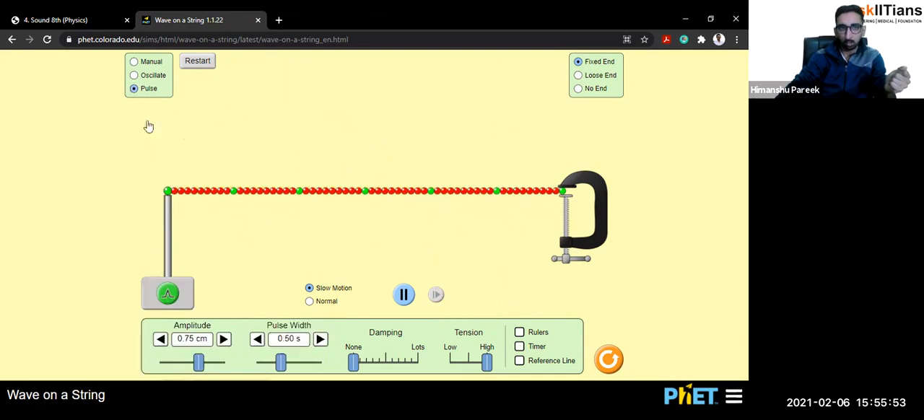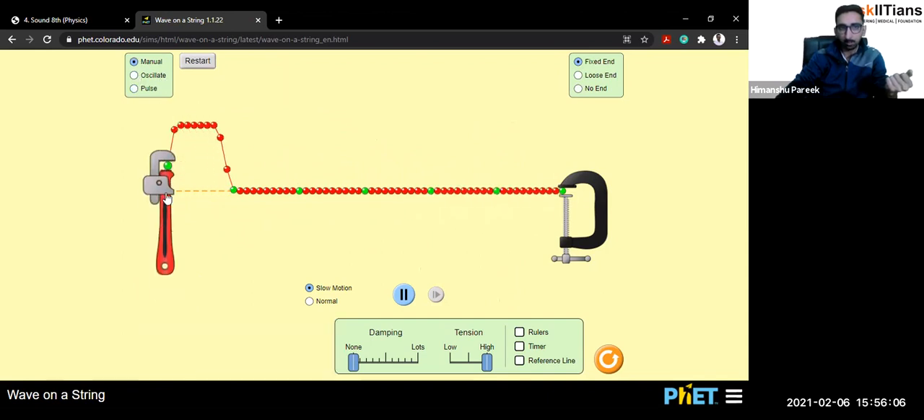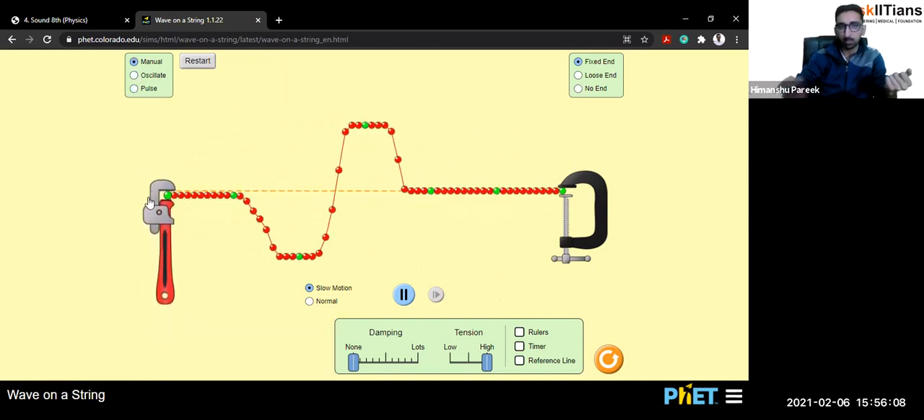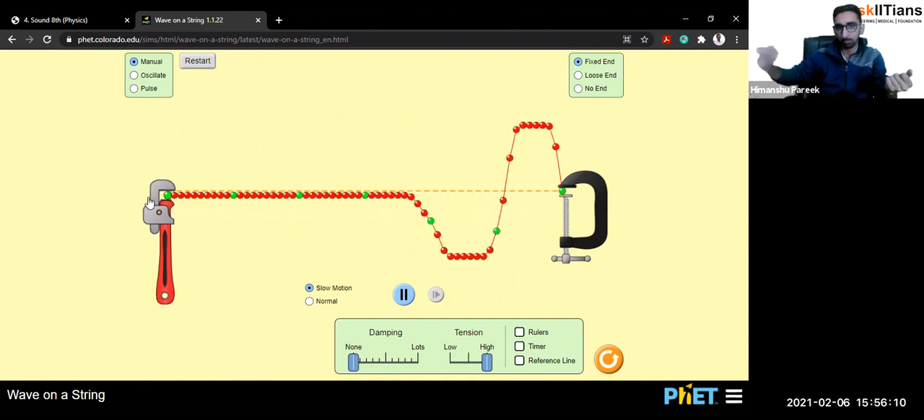So let us now have a look at the other way, producing a pulse. See, when this end moves up, the pulse is being produced. So actually, when you move the hand one time, one wave is produced. See, it's one wave, right?